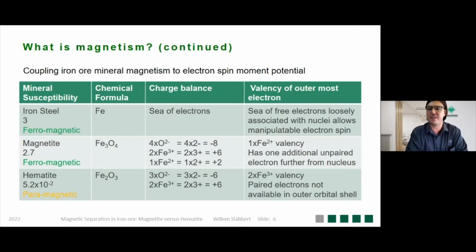That one additional electron is unpaired and sits in its own orbital shell, and it is also further away from the nucleus. So because it is unpaired, it is easier to influence the spin direction of that electron through an externally applied magnetic field. And because it's further away from the nucleus, again, there's not such a strong charge hold from the core of the atom onto that electron, allowing it to be magnetized. Hematite, however, has only Fe3+ cations, which means we do not have that extra electron we had in the Fe2+, making it only paramagnetic.